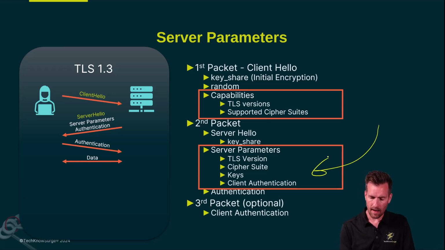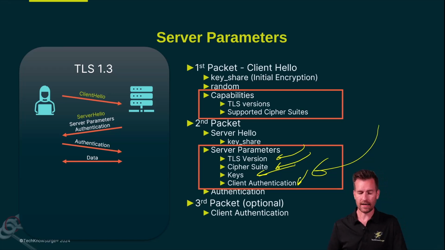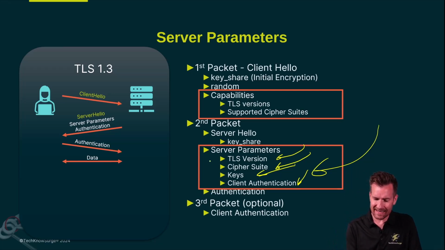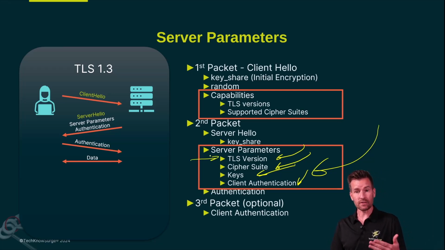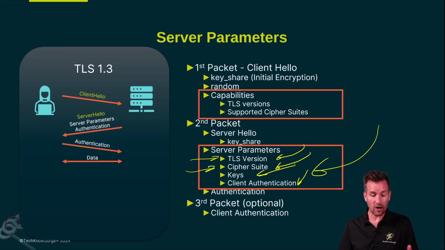It's going to come up with the TLS version that's going to be used. It's going to come up with the cipher suite that will be used, the keys that will be used, and ask possibly for client authentication if it wants to ask for client authentication. So it's going to come up with these server parameters and tell the client. But it does need to establish a TLS version and a cipher suite that's going to be acceptable to the client. So it needs to know what the client capabilities are.